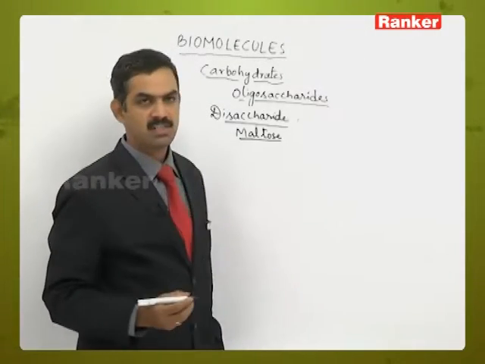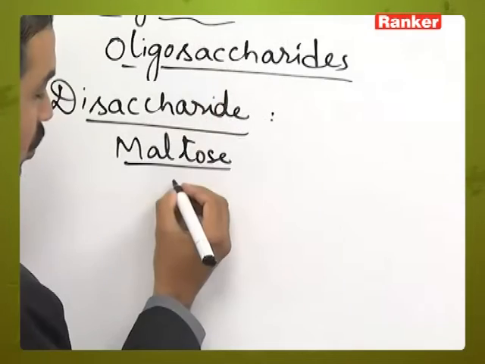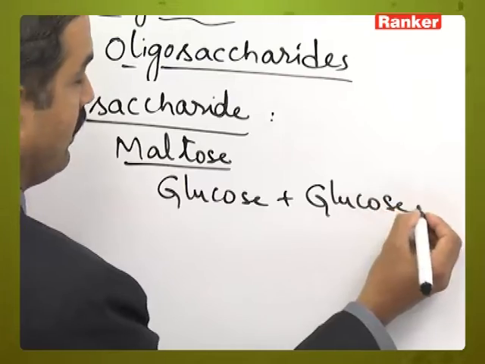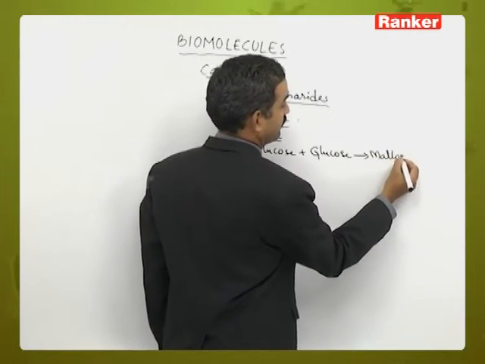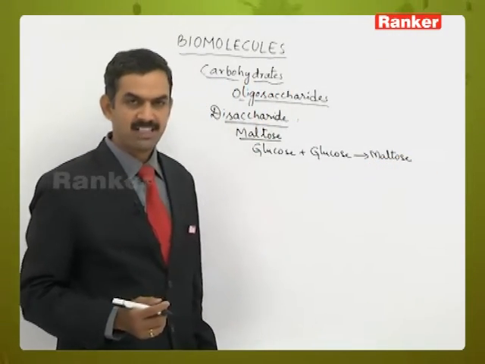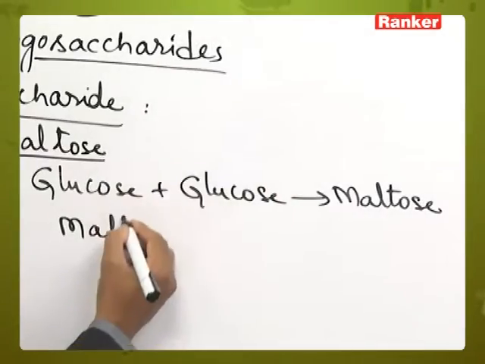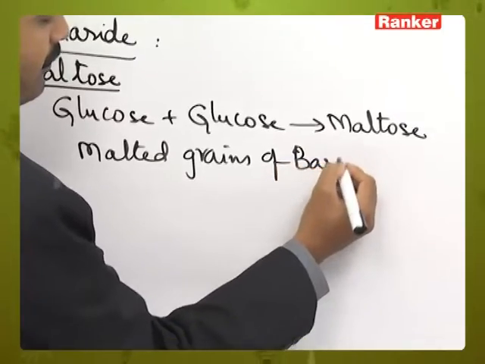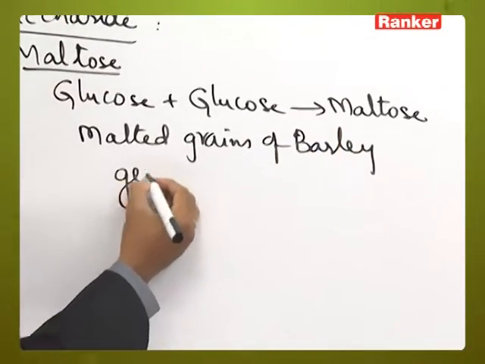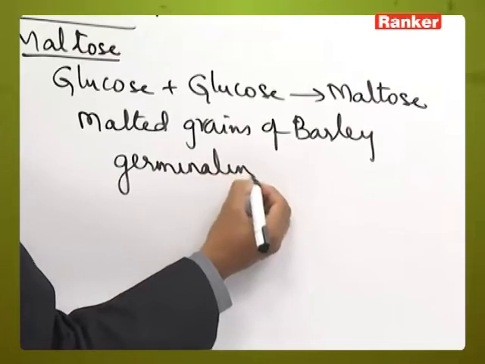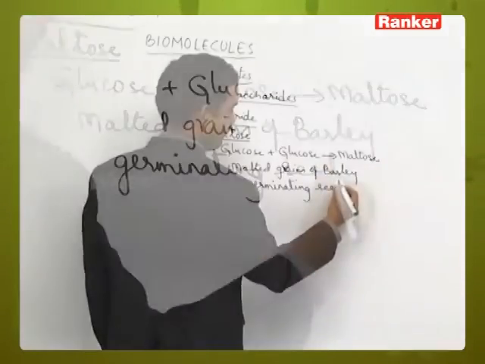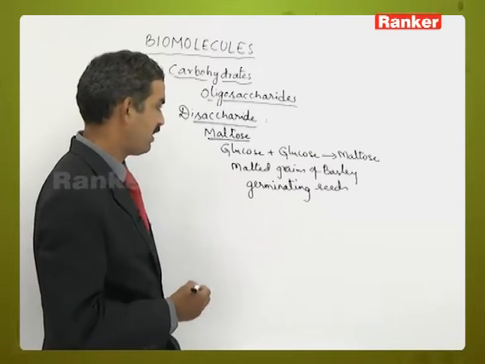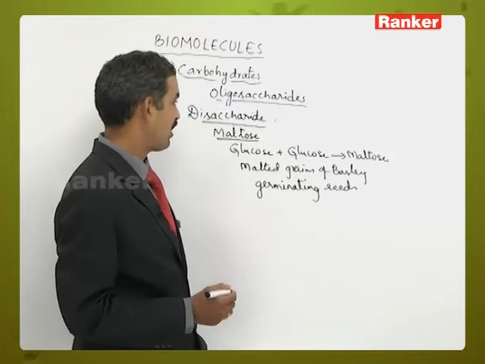This is a disaccharide which is formed by the combination of two glucose molecules, glucose plus glucose give rise to maltose. The name maltose has been derived because it is present in the malted grains of barley, and also in the tissues of germinating seeds. Maltose is the one which shows alpha 1,4 linkages. Alpha 1,4 linkages are present in the maltose molecule.